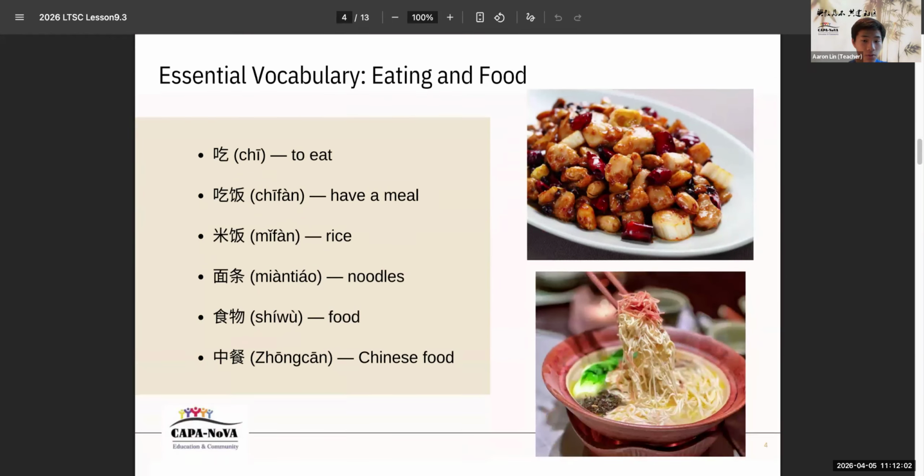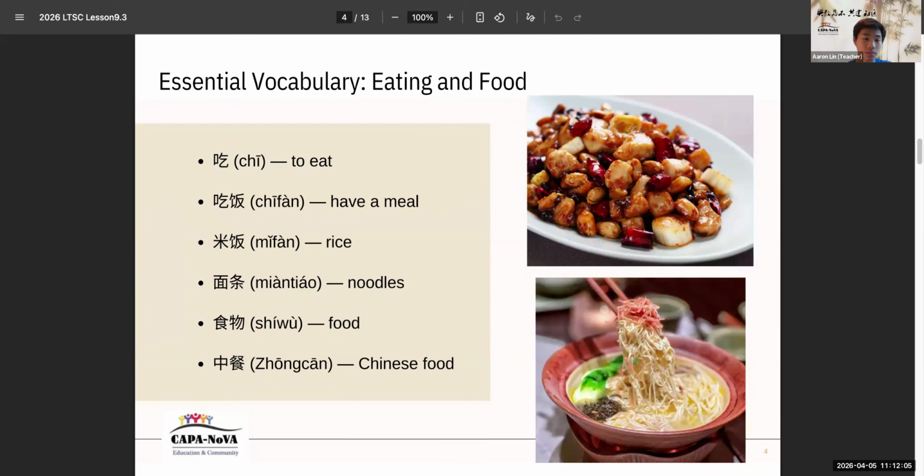Now I will go through some of the new or essential vocabulary for today's lesson. We have essential vocabulary for eating and food. The first one is 吃, which means to eat. Then we have 吃饭, which means to eat a meal or to have a meal. After that is 米饭. This means rice. Then 面条. This one means noodles.